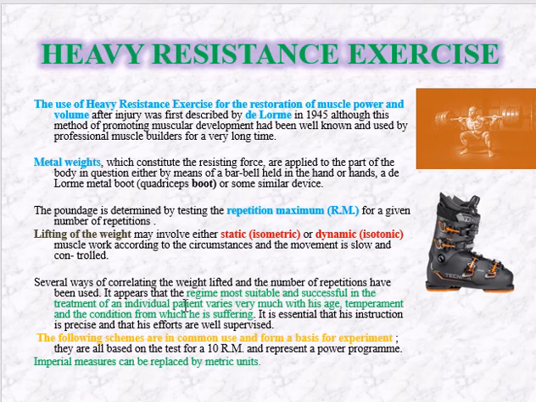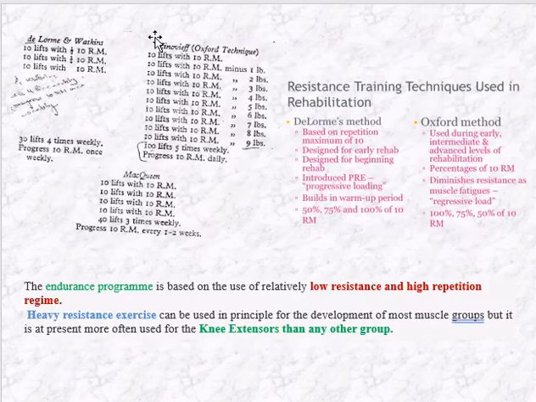Empirical measures can be replaced by metric units. Look at these examples. DeLorme and Watkins say: 10 lifts with one-half of 10 repetition maximum, 10 lifts with three-quarters of 10 repetition maximum, 10 lifts with 10 repetition maximum, meaning 30 lifts, 4 times weekly, progress 10 repetition maximum once weekly.